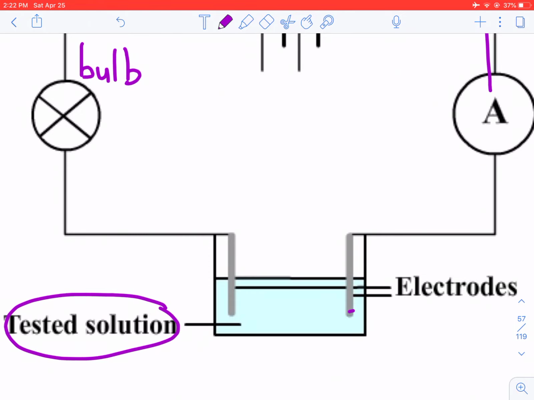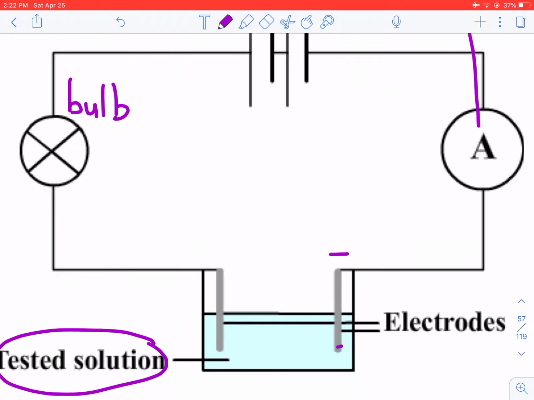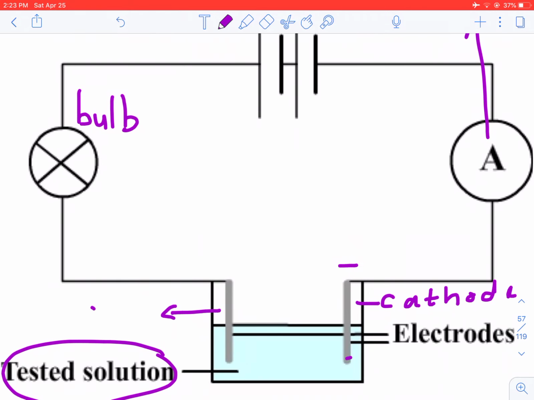And then we have two electrodes. The electrode that's connected to the negative terminal is called a cathode. And this one here that's connected to the positive terminal is called an anode. One is a cathode and one is an anode.